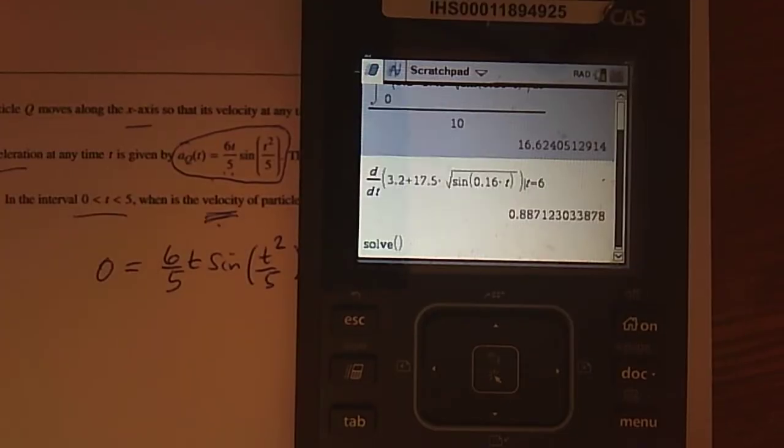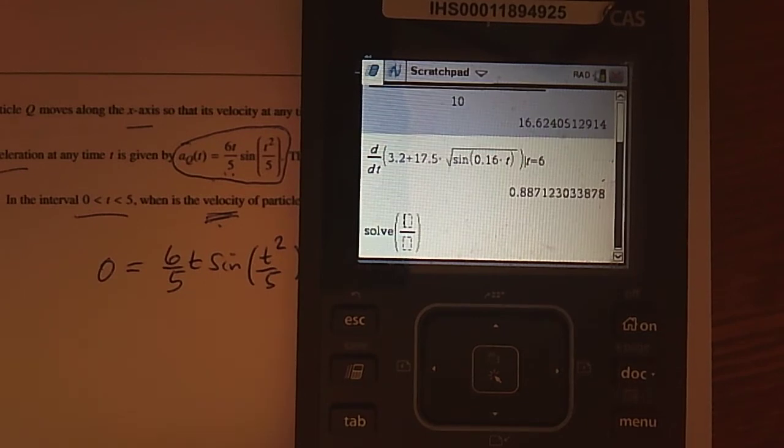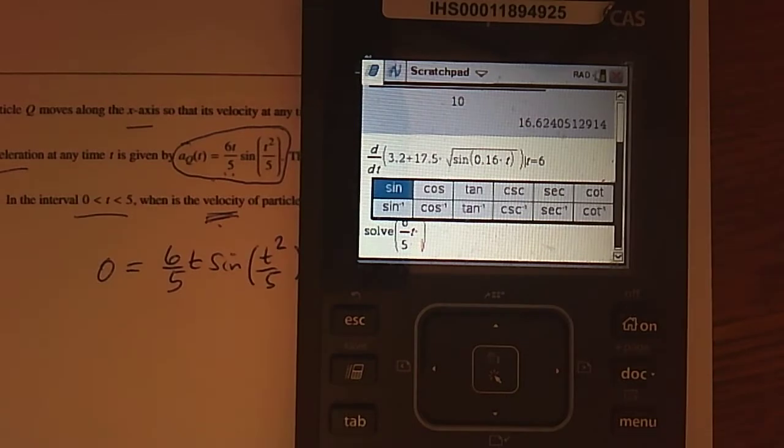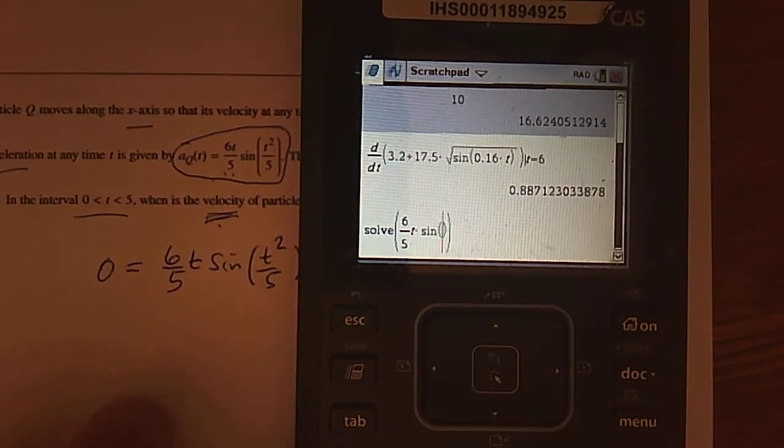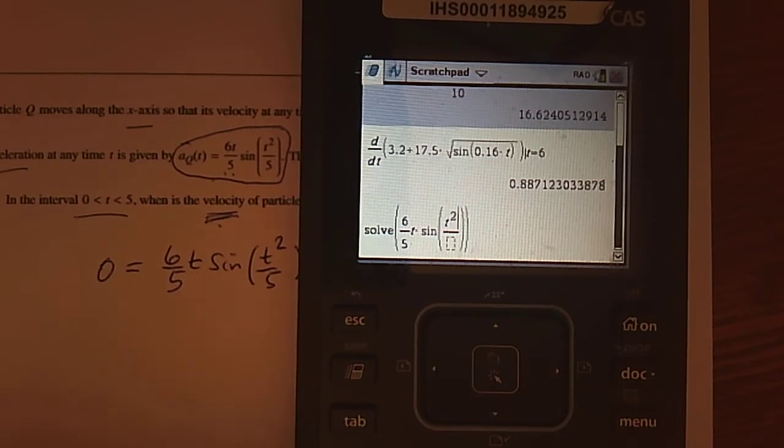Then I'm going to type in 6 over 5 t, and I'm going to go times, because when you have that variable and parentheses, it wants that times, I think. So 6 over 5 t times sine, and inside would be t squared divided by 5. And we're making that equal to 0, but we have a special stipulation for it, because we only want the answer from 0 to 5.